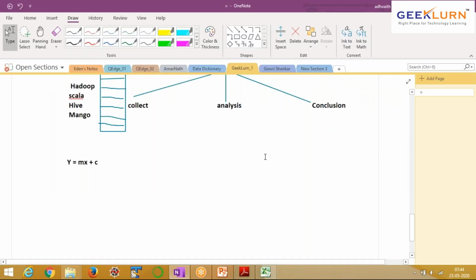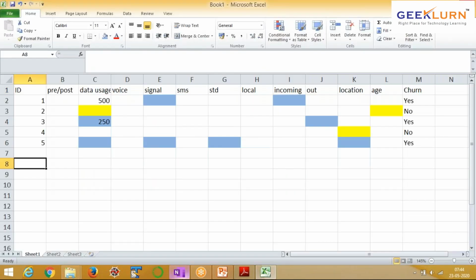So this will help me. Let's imagine this is the 5 people's information. What I said is, from the bigger data we have taken only 1000 people. So here, after 6, 7, 8, 9, there will be other customers as well.